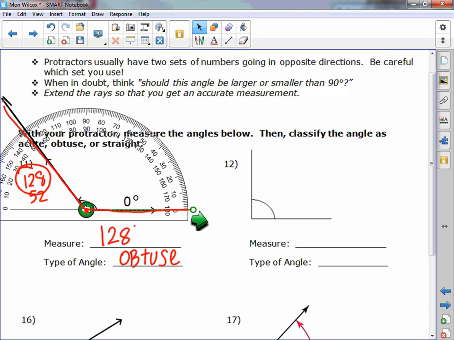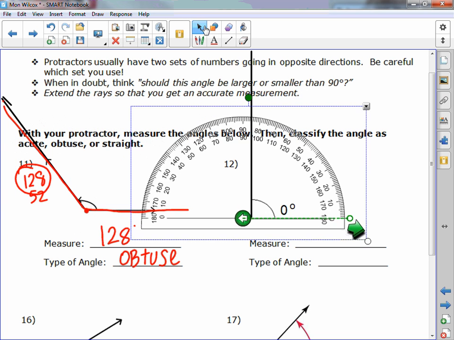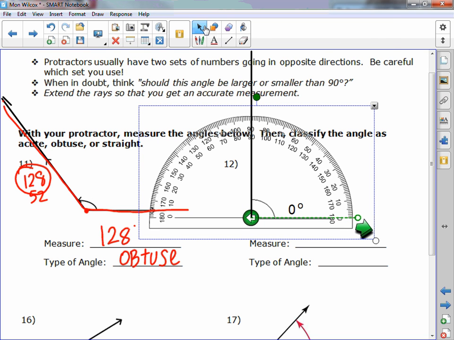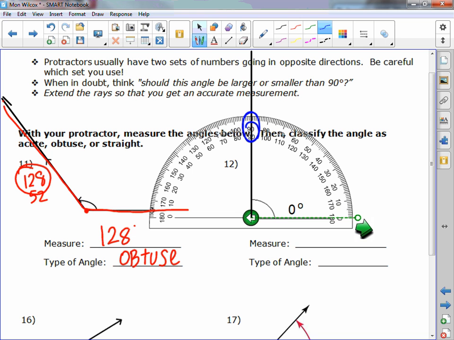All right, so the next one, I'm going to go ahead and extend my line right away so that when I line up my protractor, it's nice and high. I'm going to scoot it over so it's right on top of it. Line my vertex up. And you can tell that this is a 90-degree angle. You can see it right there on the protractor. And we know that 90-degree angles are called right angles.